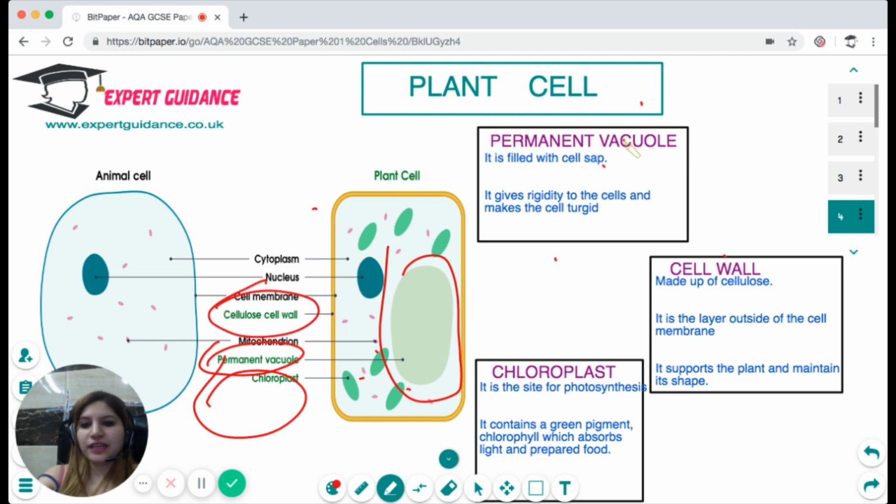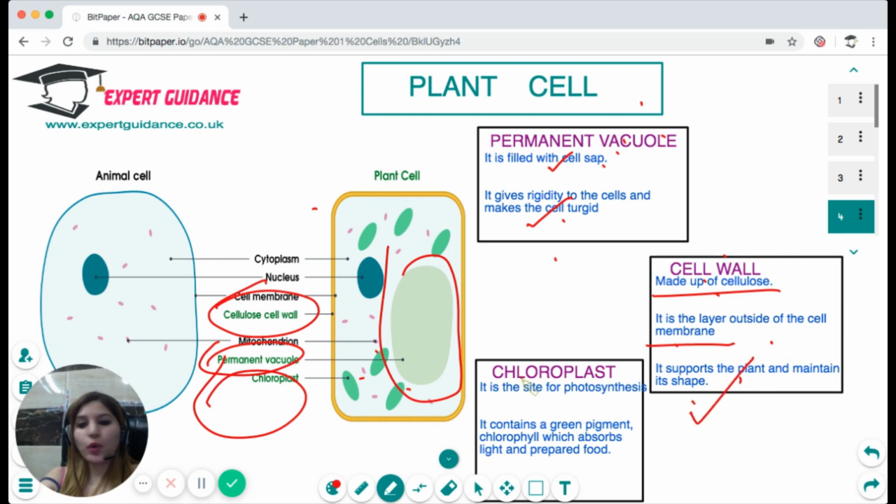Now, the permanent vacuole, you should remember the function of each one of them. The permanent vacuole is filled with the cell sap, and it gives rigidity to the cell and makes the cell turgid. The cell wall is the outer layer, and it is made up of cellulose. You should remember the cell wall of the plant cell is cellulosic. It is a layer outside the cell membrane, and it supports the plant and maintains its shape.